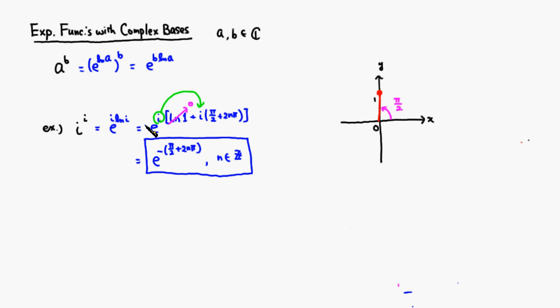The interesting thing is you notice that e to the negative pi over 2 plus 2n pi is a real number. So i to the i is actually a real number. That's it. I hope that this was clear.